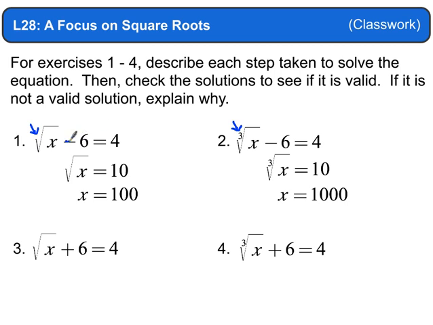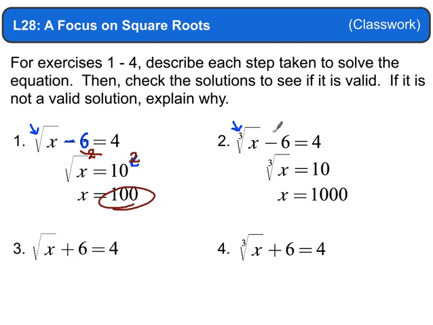Other than that, you just have to be mindful that the same idea happens. If we were to have a minus 6 right here, and we were to add 6 on both sides, we'd get this 10. And then we would square root this x by undoing it. Undoing a square root is to take a square on both sides. That allows these to cancel, and that's going to yield this 100.